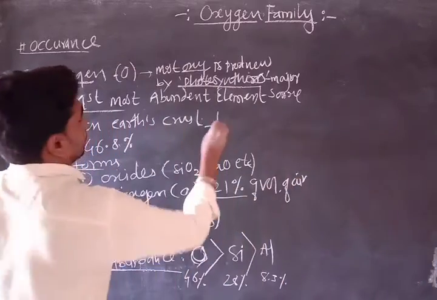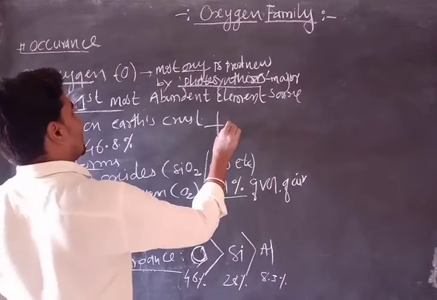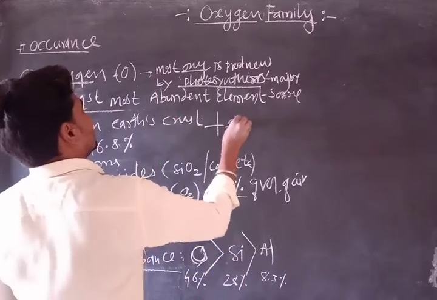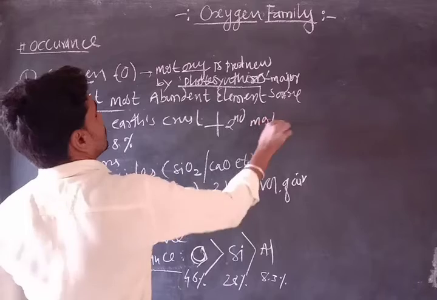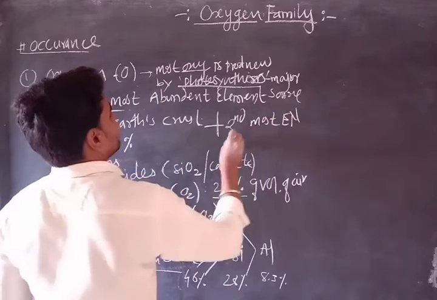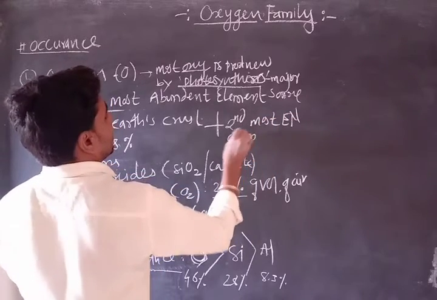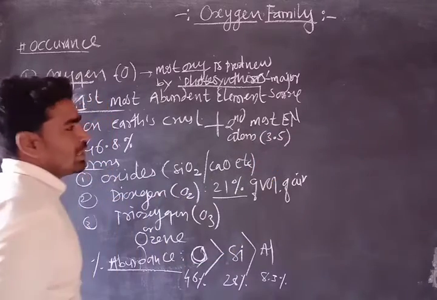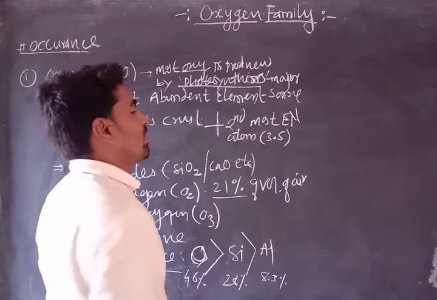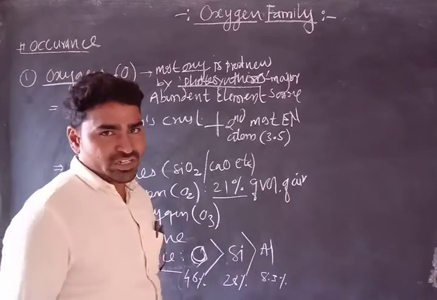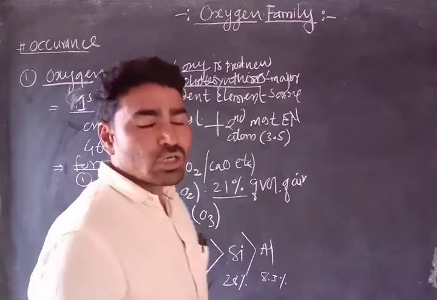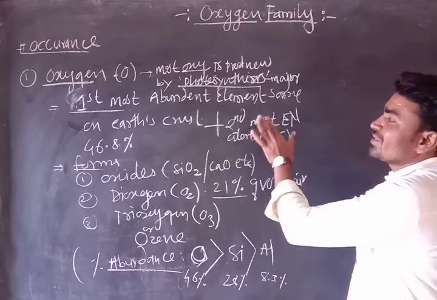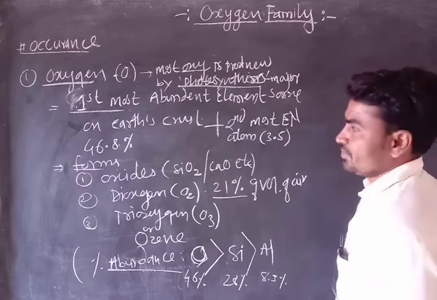Again, I will write down one more. This is the first most abundant element, and this is the second most electronegative element, having electronegativity 3.5, followed by fluorine. Fluorine is the most electronegative element, so after fluorine, oxygen is the second most electronegative atom.